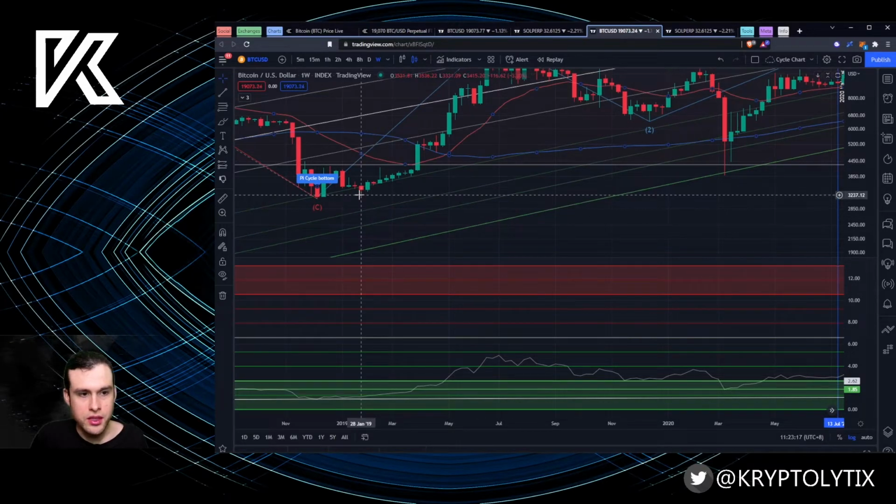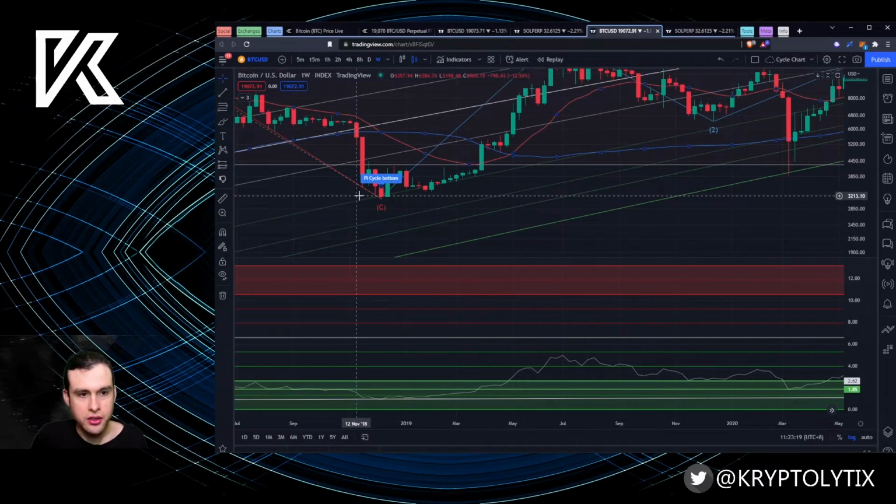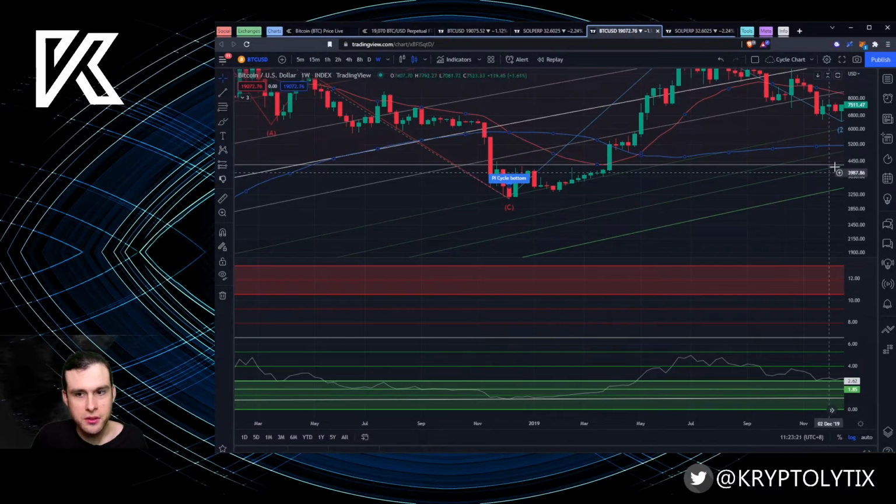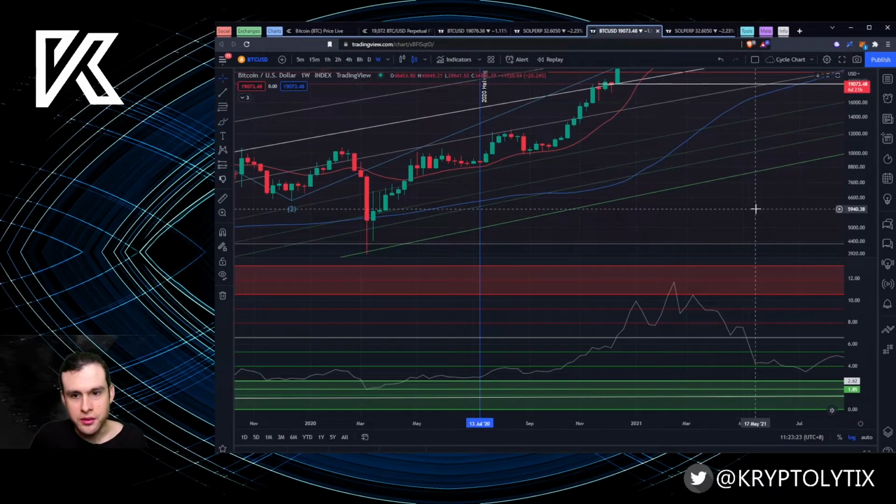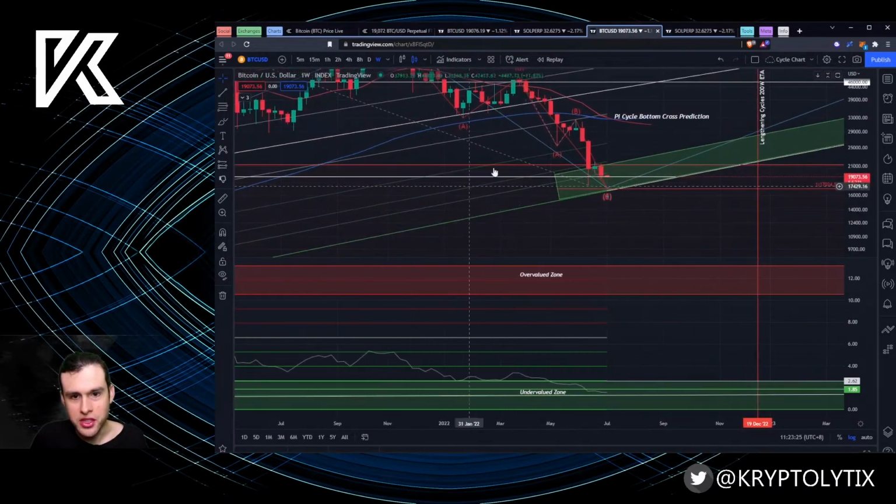So we can see here back in the last cycle in 2018, after this massive capitulation, which is not too dissimilar to what we just had recently. This kind of looks the same to me. Also, the risk index very much looks the same to me, where it's come down to hit this line here and then basically has kind of tracked sideways a bit.